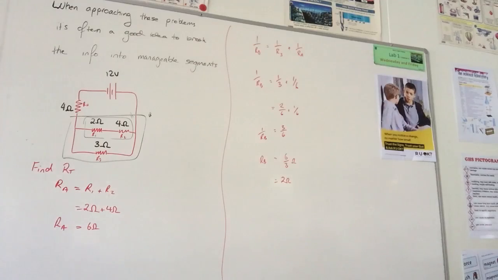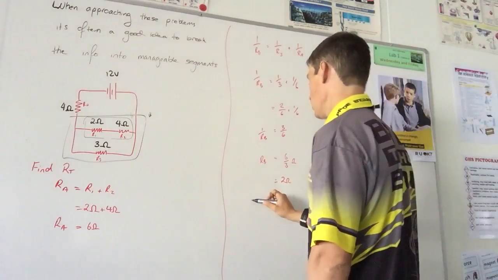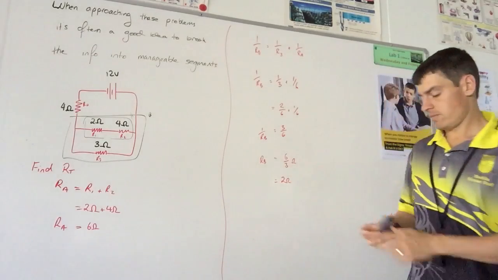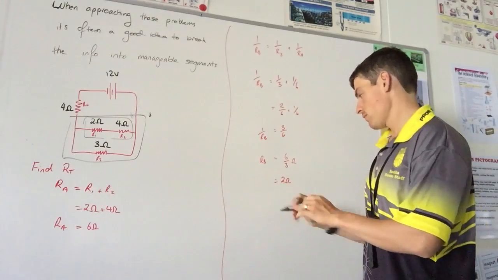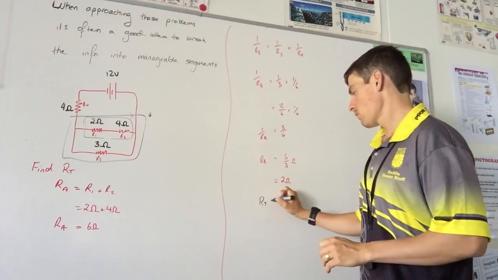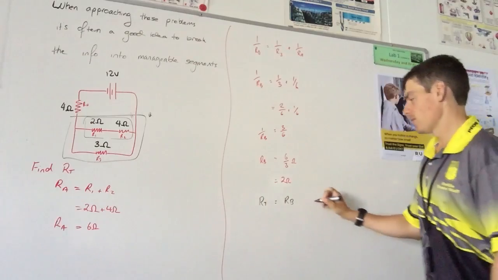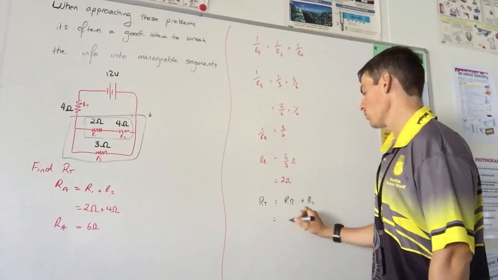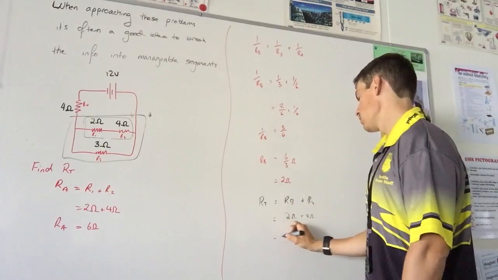Is it now time to calculate RT? What does RT equal? RT equals R1 plus RT. Do it in a different coloured pen so we can see. We go RB, RT equals what? Just RB, so 2 ohms, plus R4, plus RA. Very good. Which equals 2 plus 4 equals 6.